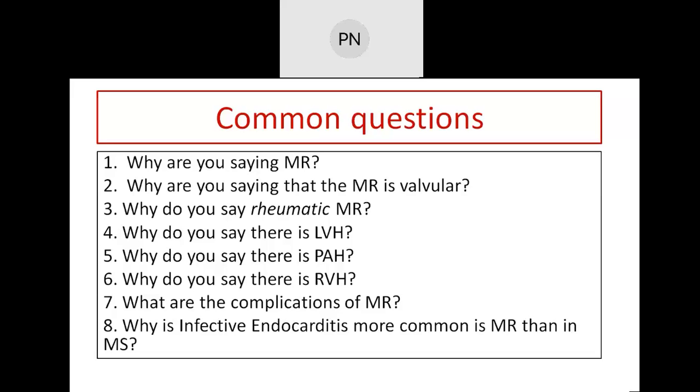So we come back to the other questions, complications of MR. Other than atrial fibrillation and thromboembolism, all valvular heart diseases have similar complications: increased risk of infective endocarditis, increased risk of another attack of rheumatic fever. One question that can be asked is, the risk of infective endocarditis is more common in mitral regurgitation than in mitral stenosis. Why? Can someone answer?